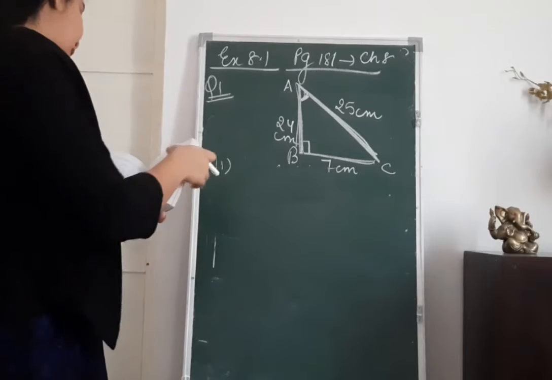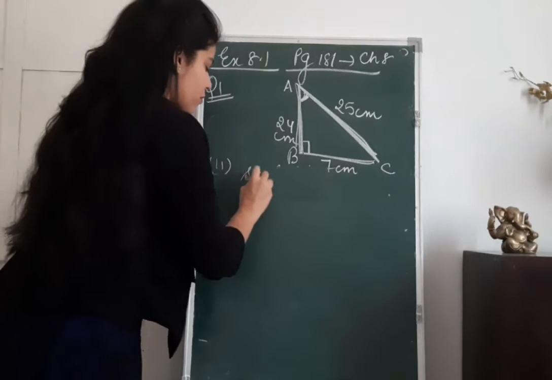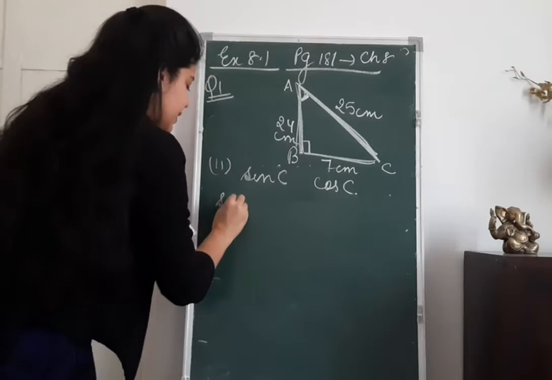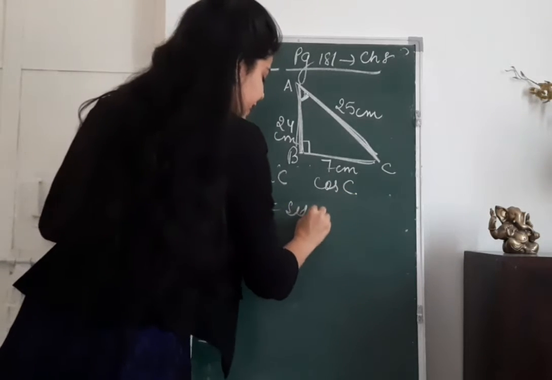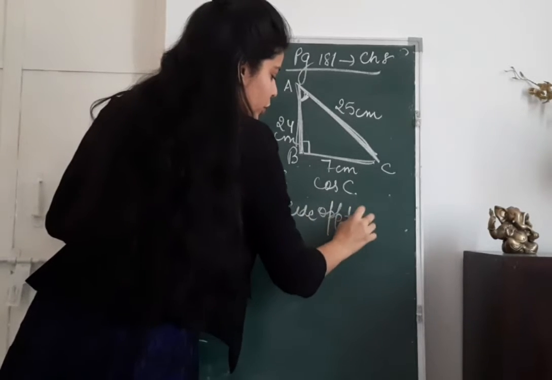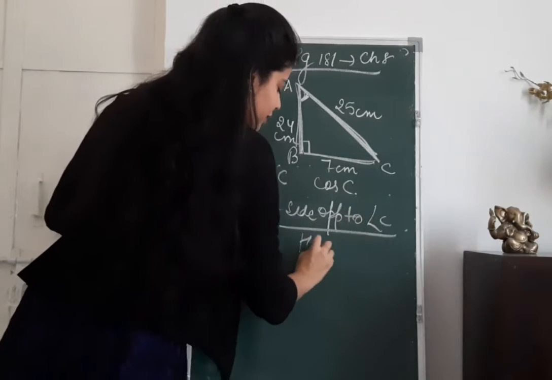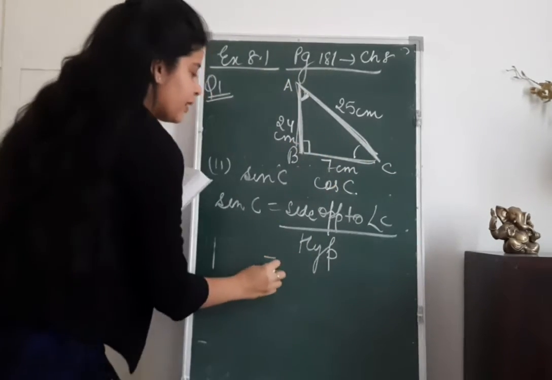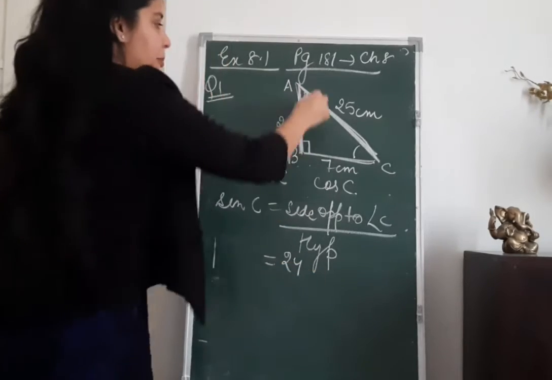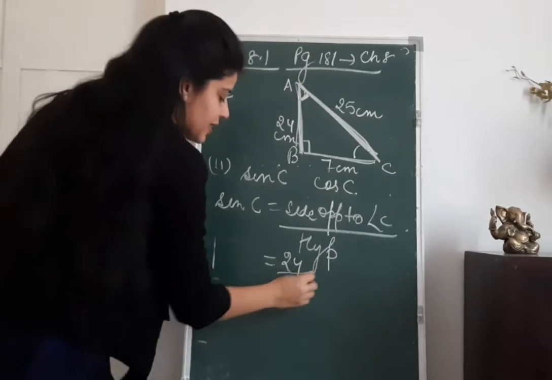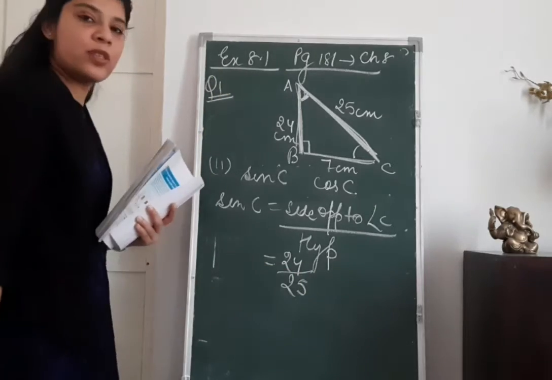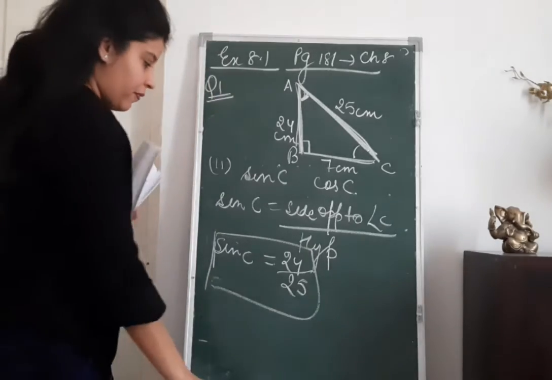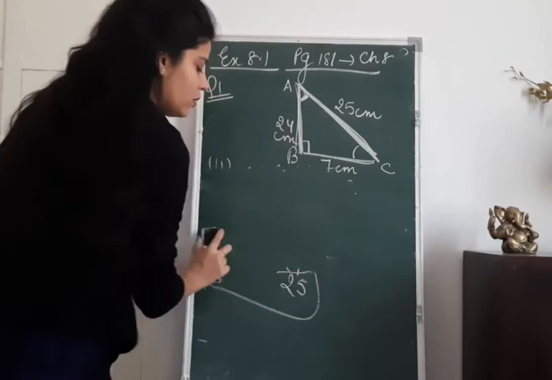Let's move on to second part of this question. That is asking me to find out sin C and cos C. Sin C is side opposite to angle C upon hypotenuse. Which side is opposite to angle C? AB, which is equals to 24 and hypotenuse is 25 centimeter, that is AC. So sin C is equals to what? 24 upon 25.